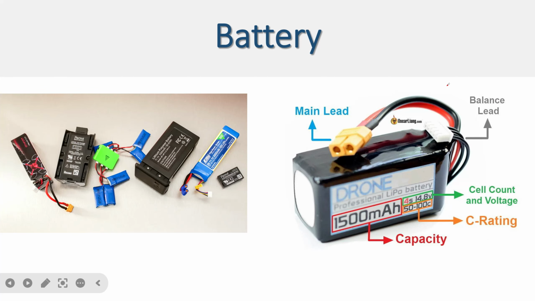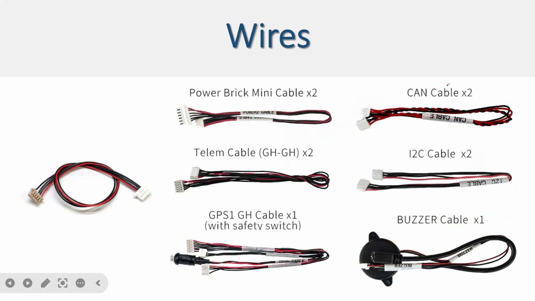Battery. Okay. Those are the categories of battery. You will choose the battery depending on what distance your drone will fly. Yes, depending on the capacity of the battery, main load, balance load, cell count and voltage, C rating, capacity.